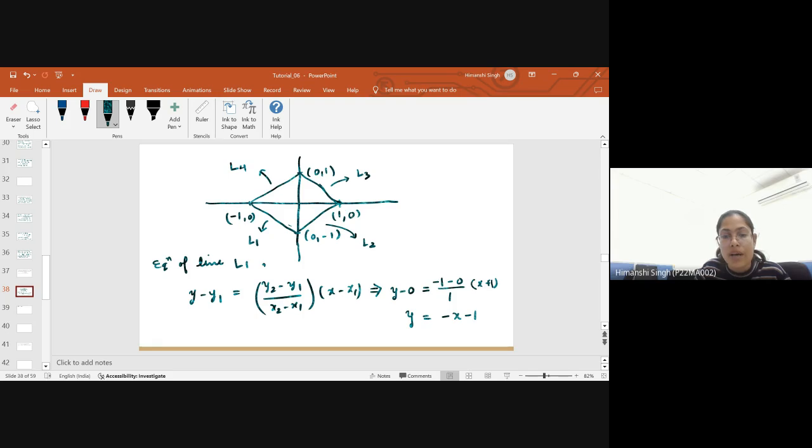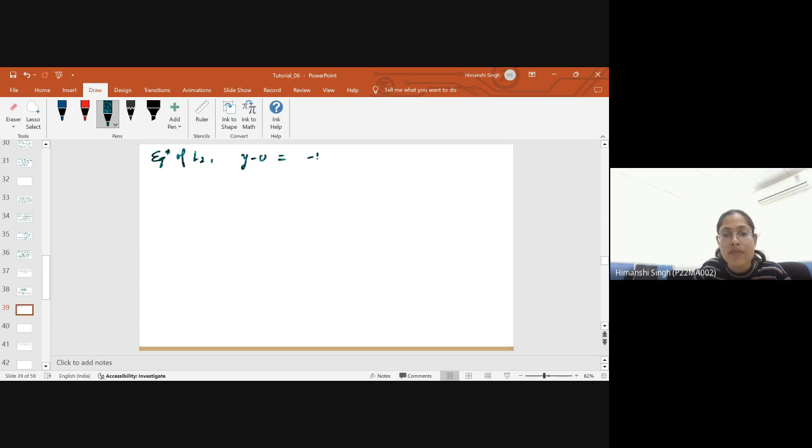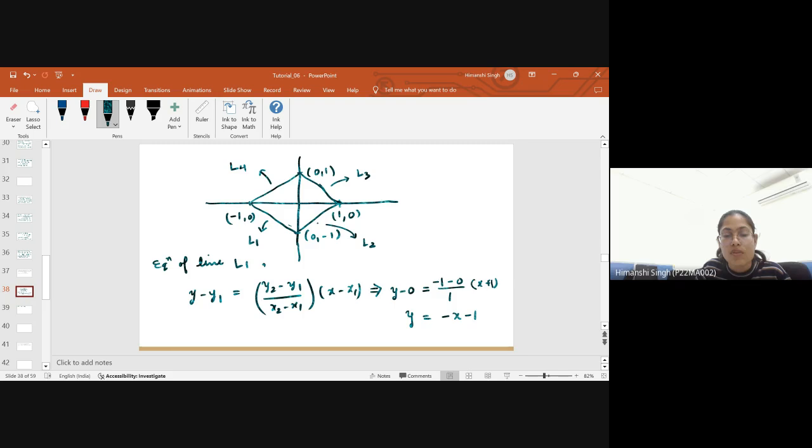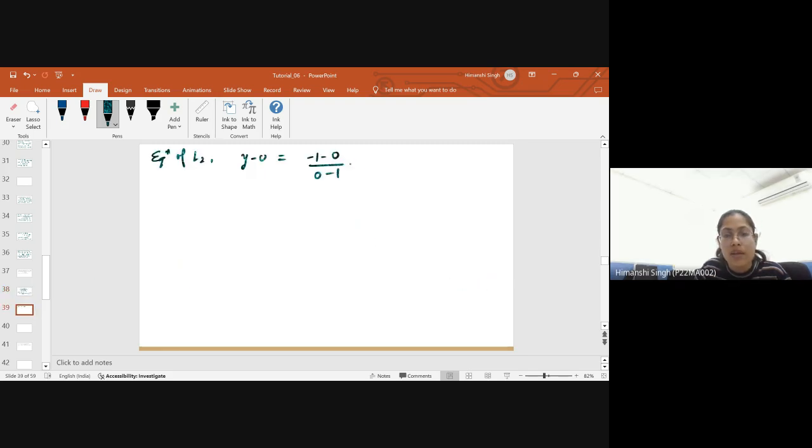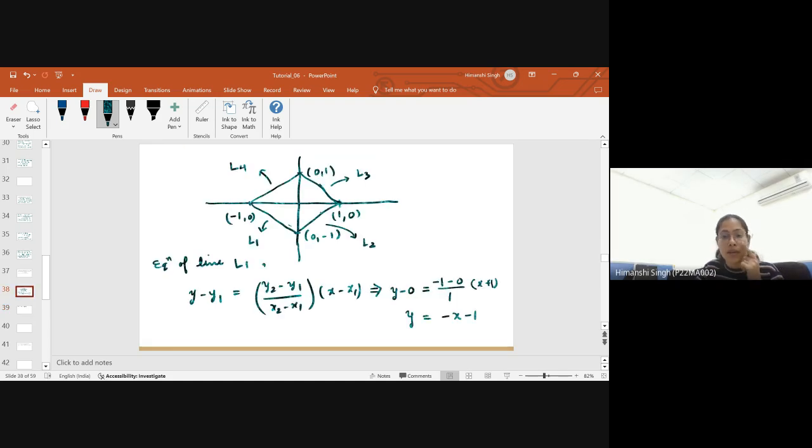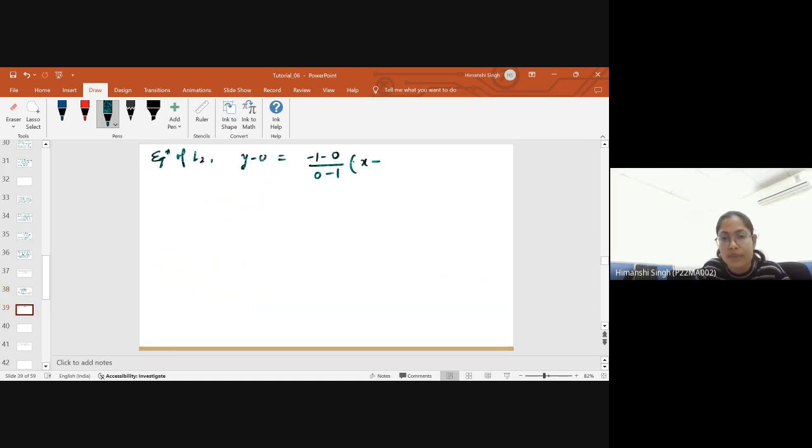so y minus y1, that is equal to y2 minus y1, that is minus 1 minus 0, divided by x2 minus x1, so that is 0 minus 1, into x minus x1, x1 is 1. So it is y is equal to, so this minus and minus will get cancelled, so it is x minus 1. So it will be y is equal to x minus 1.